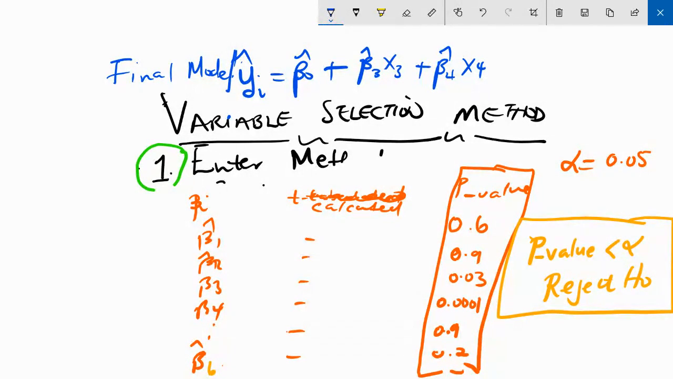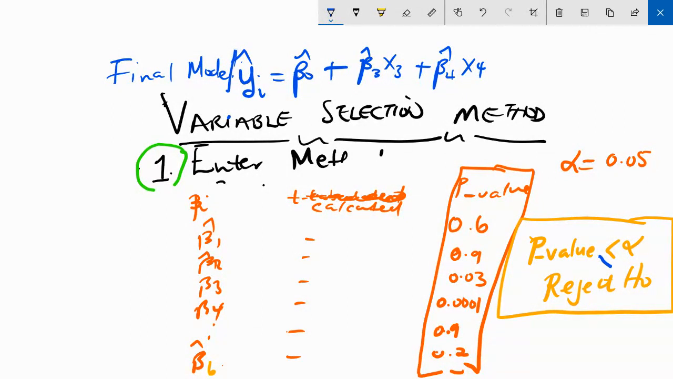So on the p-value, shouldn't we have an equal sign, less than or equal to alpha? Yes, there are some textbooks which use this method, less than or equal to alpha. So we have to check that. We have to be careful when coming to that one.